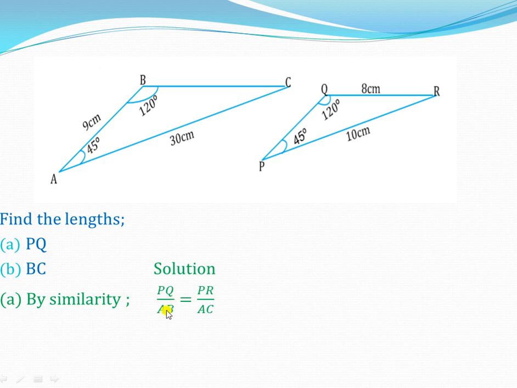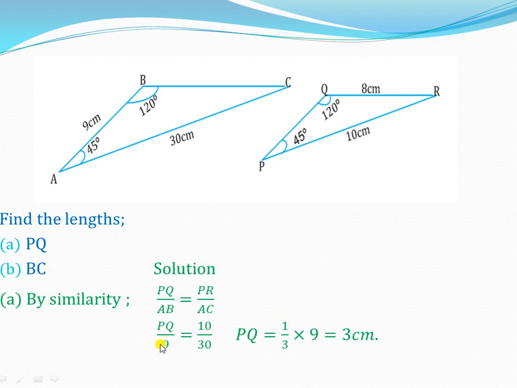So we're going to substitute for AB. AB is already known as 9 centimeters. We're going to substitute for PR. PR is also known as 10 centimeters. And we're going to substitute for SC, which is also known as 30 centimeters. So when you do so, this is what you come up with. But remember, 10 and 30 can be reduced. 10 out of 30 can be reduced to 1 out of 3.